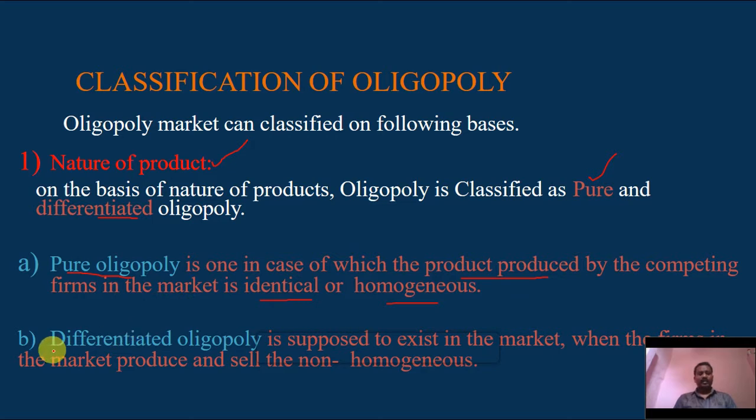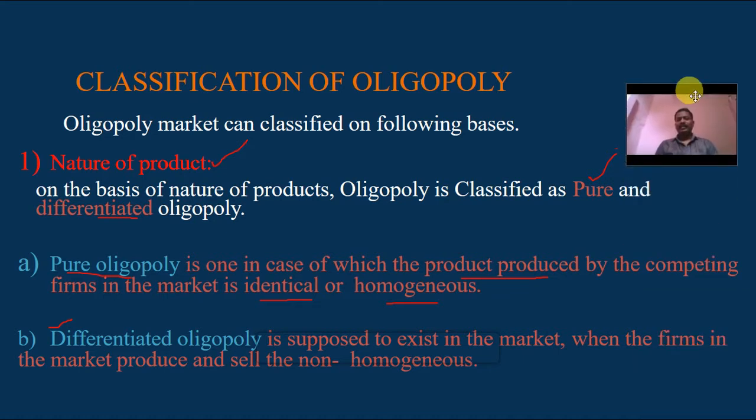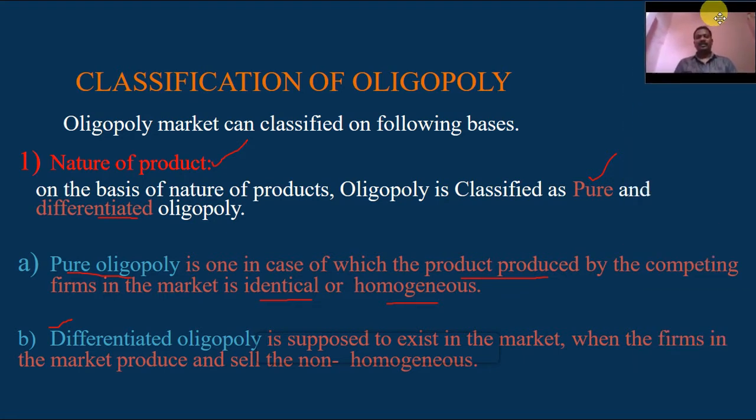Based on the nature of the product, the differentiated oligopoly is said to exist in the market when the firms produce and sell non-homogeneous, other than similar products. So different kinds of products, like I already quoted, different automobiles like cars, like a Fiat, or cigarettes, things like that they are producing.